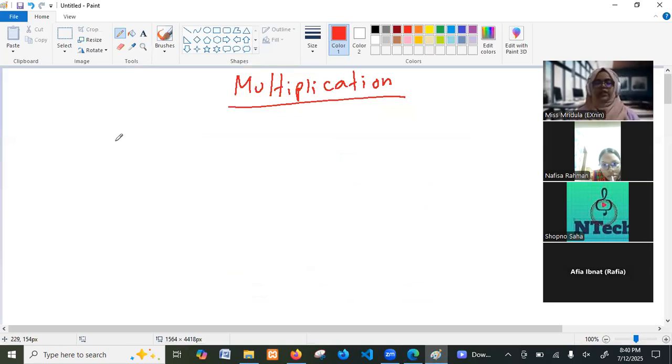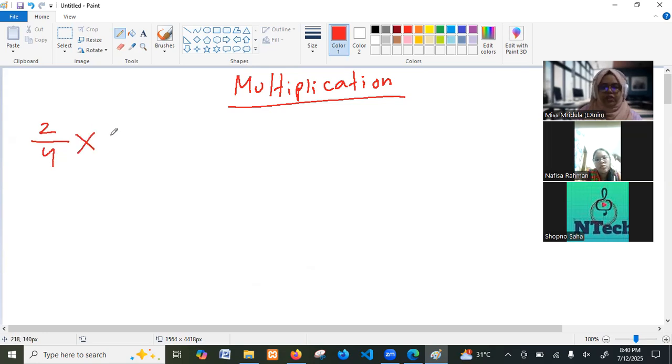Okay, so here they have divided the multiplication again in two parts. One is multiplying a fraction with an integer number, and another part is multiplying a fraction with another fraction. So the first one looks like that. If we have a fraction, then the other number will not be a fraction. It will be an integer number, a whole number.